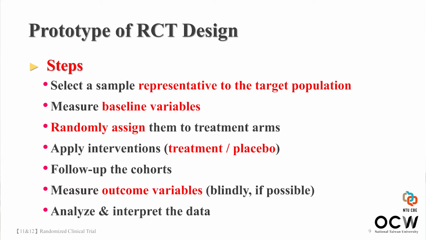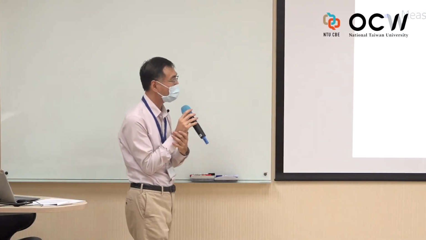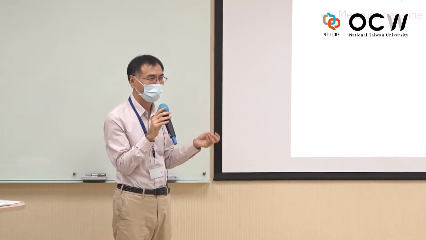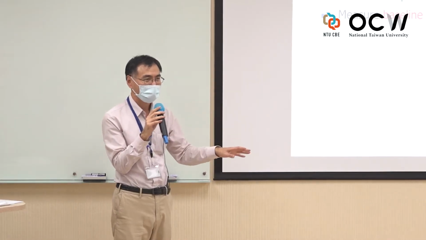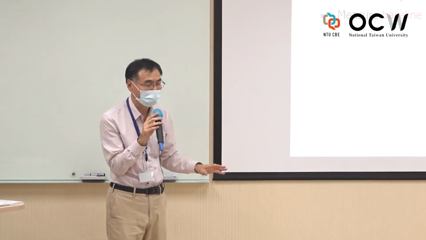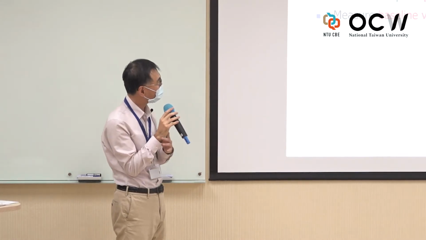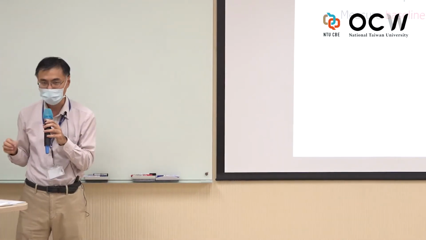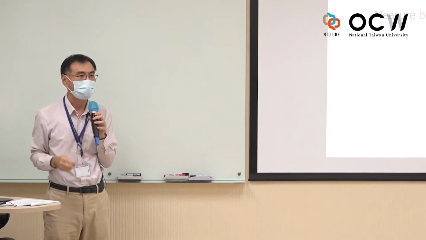First of all, we need to select a sample representative of the target population. Exactly the same as what? Cohort study. And we measure the baseline variables. I will tell you why we need to do the measurement. Although randomization is the method that we could use to make sure that the distribution of everything will be exactly the same, theoretically, a measurement of the baseline variables will help us make sure that it works. Okay, I'll show you why, especially at the stage of data analysis.